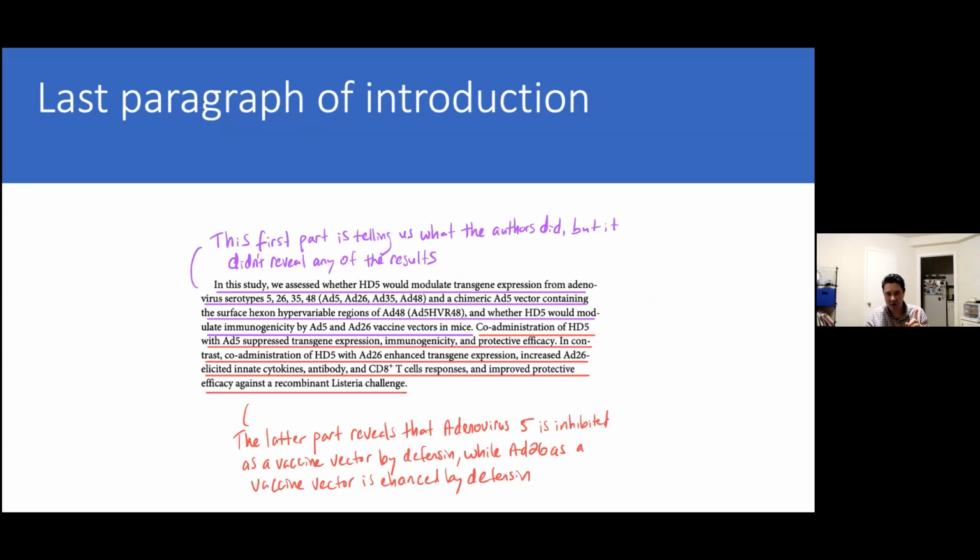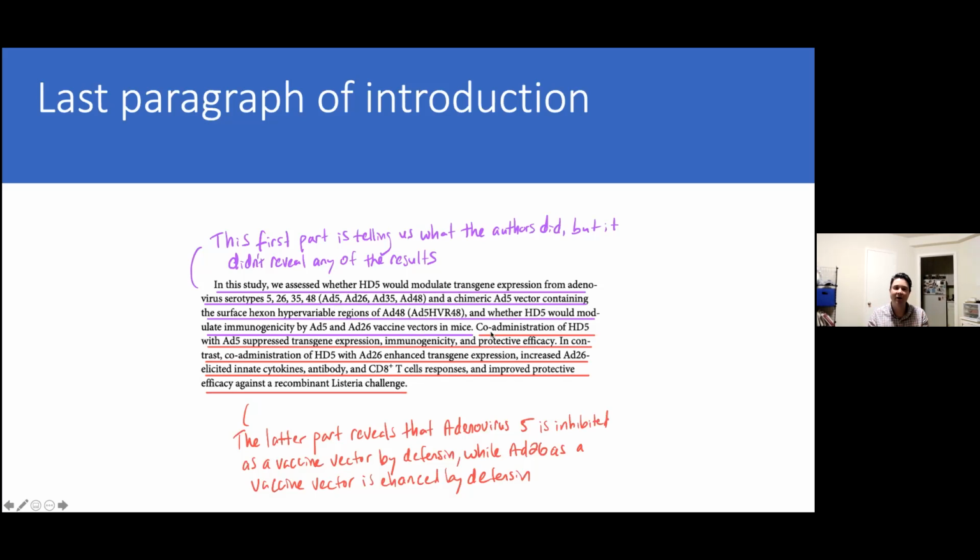So the last part of the introduction is telling us what the authors did, but it didn't reveal any of the results. Basically, what we state is there's certain adenovirus serotypes that were assessed in different ways. And there's also a mention of AD5 and AD26, specifically vaccine vectors, right? But it didn't reveal any of the results or findings.